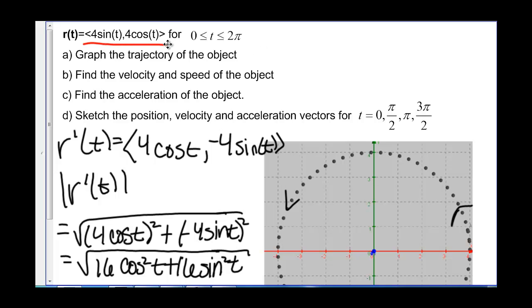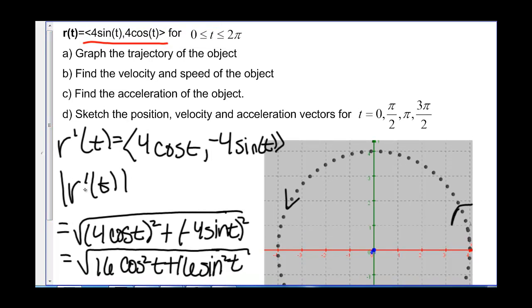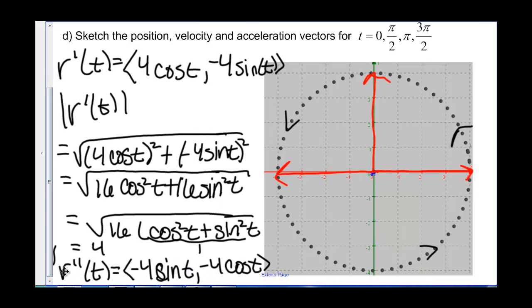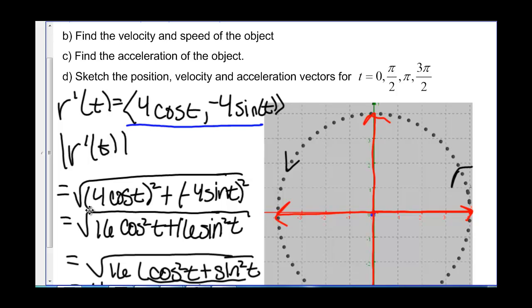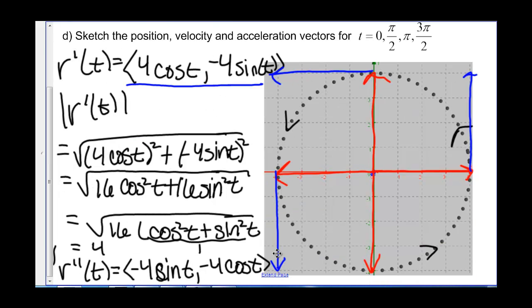So at 0, sine of t is 0, and cosine of t is 4, so the vector 0, 4. At pi over 2, we have the vector 4, 0. At pi, we have the vector negative 4, 0. And at 3 pi over 2, we have the vector 0, negative 4. Then we are going to do our velocity in blue. So we have the vector 4, 0. We have the vector negative 4, 0, the vector 0, negative 4, and the vector 4, 0. And since those are derivatives, they are tangent to the trajectory, and they have length 4.